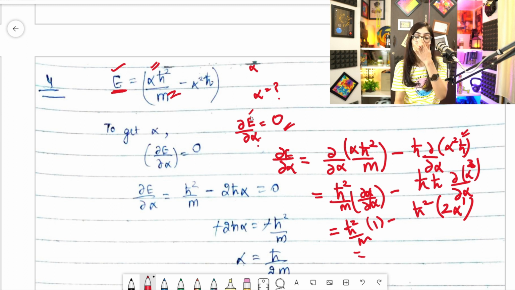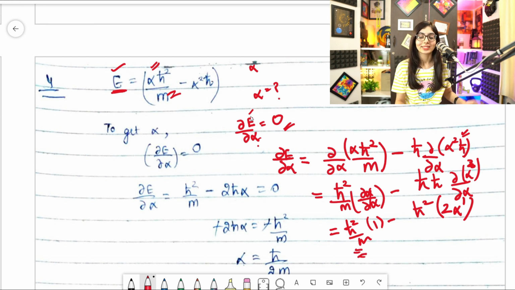For people who do not know how to do differentiation, how to do these small things, you can still ask me, and you can ask me in the Telegram group also if you are feeling hesitant to ask in public. I'm completely open for your doubts. So again, if I go further, it would be H cut square by m minus 2 alpha H cut. So this is my answer.